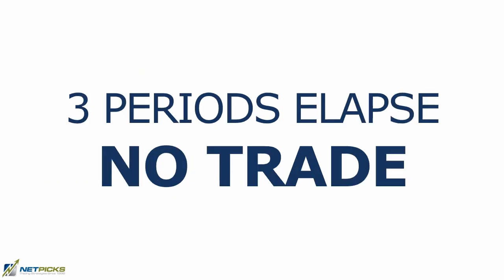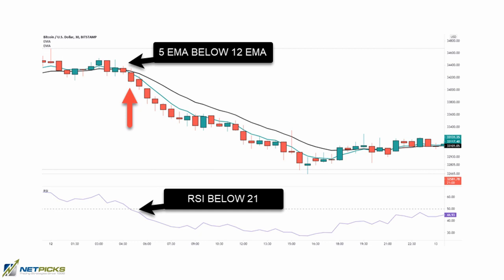And if more than 3 candles elapse after we get the EMA or the RSI cross, we're going to skip the pending setup. And this is what it's going to look like on a chart of Bitcoin. Pretty simple.